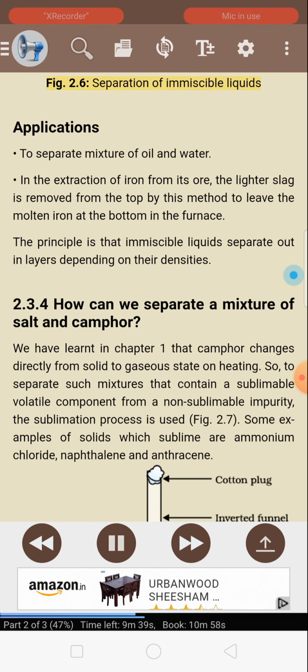Figure 2.6 Separation of immiscible liquids. Applications. To separate a mixture of oil and water. In the extraction of iron from its ore, the lighter slag is removed from the top by this method to leave the molten iron at the bottom in the furnace. The principle is that immiscible liquids separate out in layers depending on their densities.